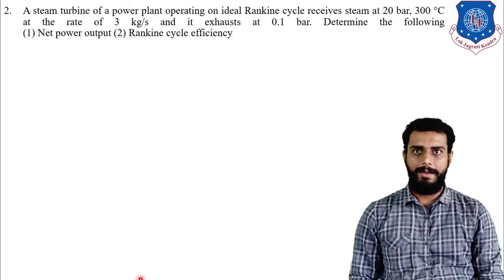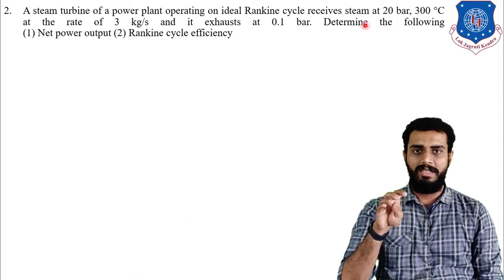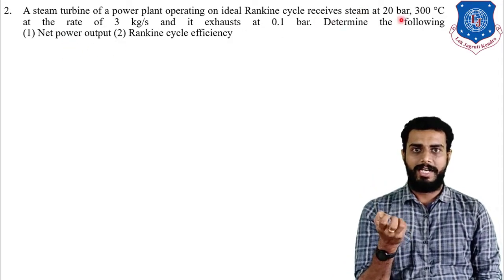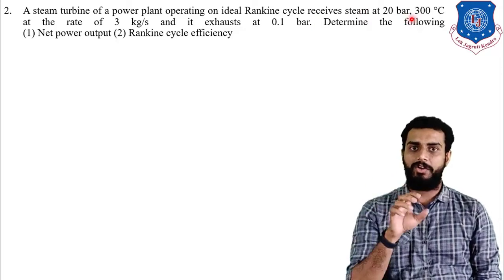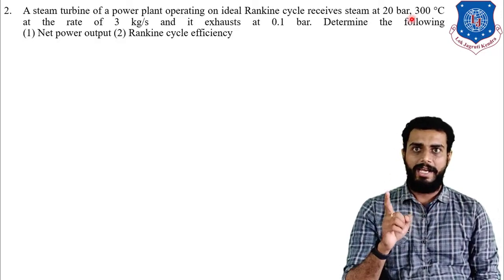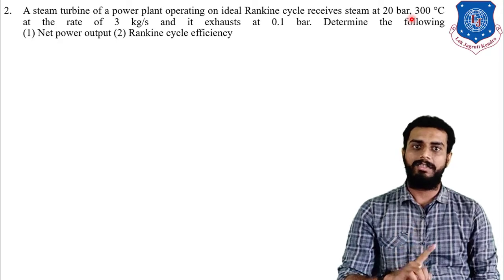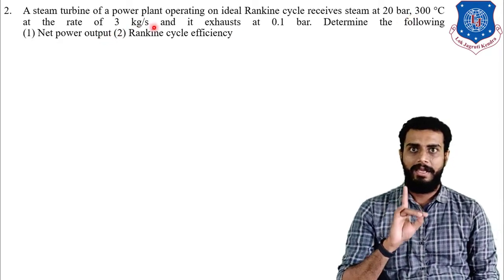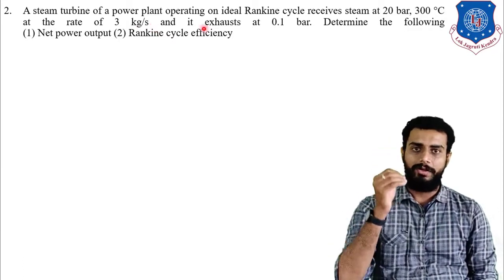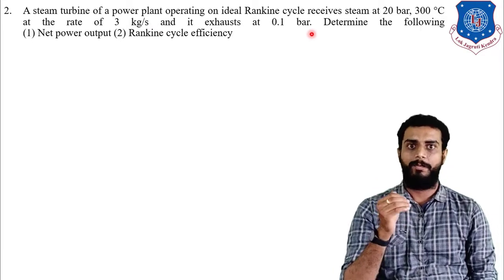A steam turbine of a power plant operating on ideal Rankine cycle receives steam at 20 bar and 300 degrees Celsius. Now you can see here that the steam is supplied at the inlet of the turbine. That means at the inlet of the turbine the condition of the steam is given, that is 20 bar and 300 degrees Celsius. Clear? Next, at the rate of 3 kg per second, that is mass flow rate given, 3 kg per second, students. Keep that in your mind. It exhausts at 0.1 bar. So exhaust, that means at the outlet of the turbine, the pressure of the steam will be 0.1 bar.